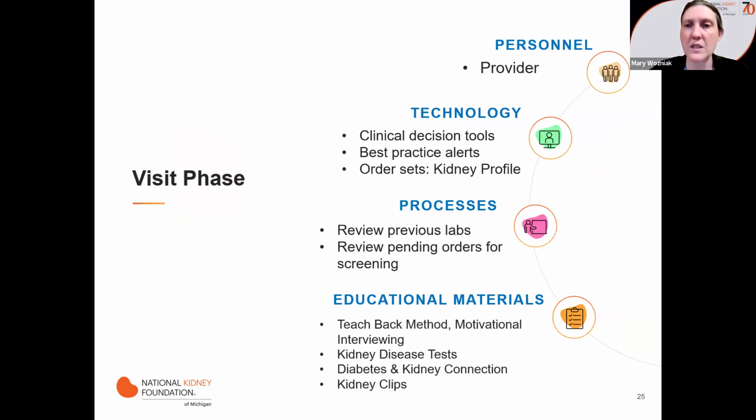Okay. And then finally, moving into the visit phase, this is really the chance for the provider to have any further conversation about why the tests are being done. Some of the technology here can be clinical decision support tools, using best practice alerts if that's something your clinic decides, and having built-in order sets for patients with diabetes, hypertension, and those risk factors to be screened in a more standardized way. Some of the processes are reviewing the previous labs, educating patients on what their numbers mean, and reviewing any pending orders for screening.